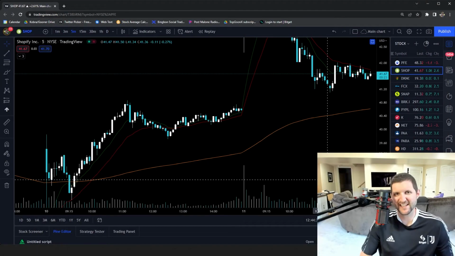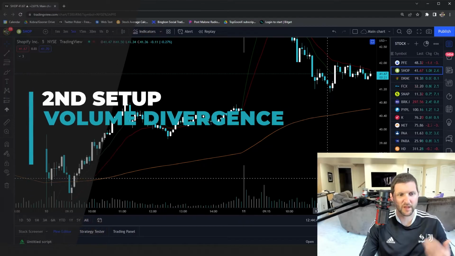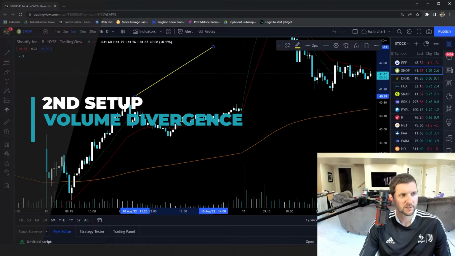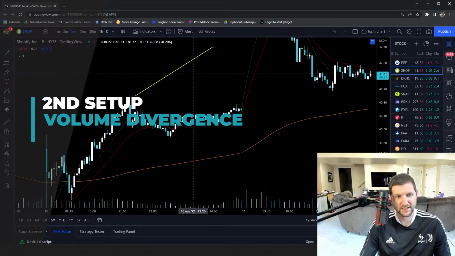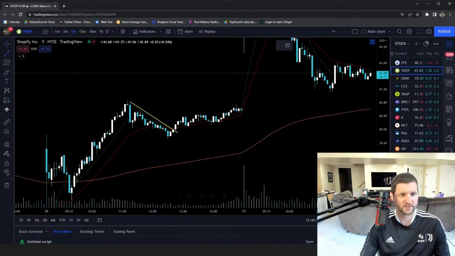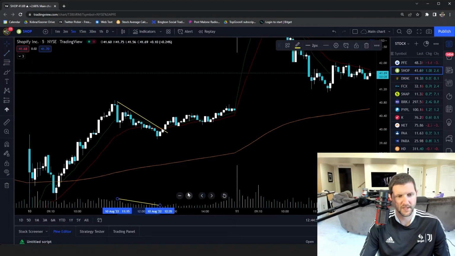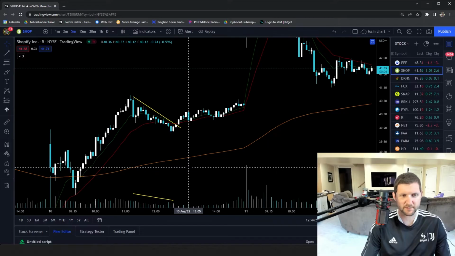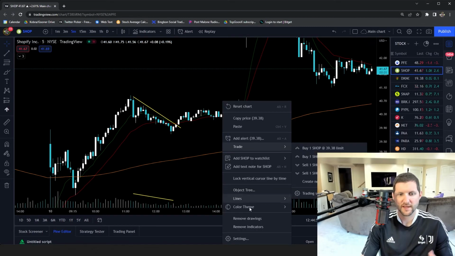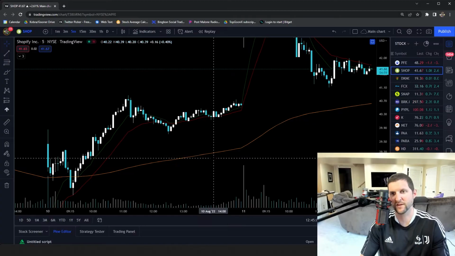Another setup I like is volume divergence. And what I mean by that is basically if price is going up and volume's going down, that's a divergence. Or the opposite, if price is going down and volume is going down, then that's also going to be a divergence. And basically what that means is if volume is dropping as price is moving in a certain direction, then it's saying there's not that much momentum with that move.